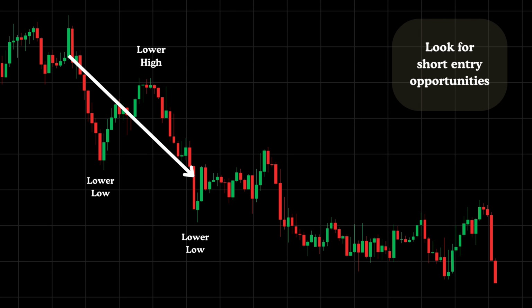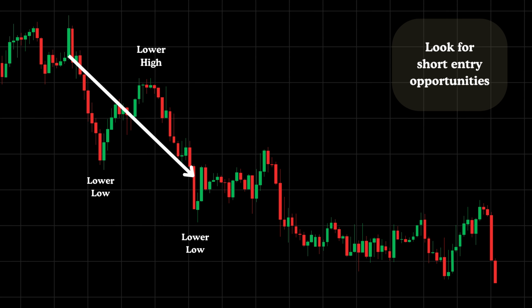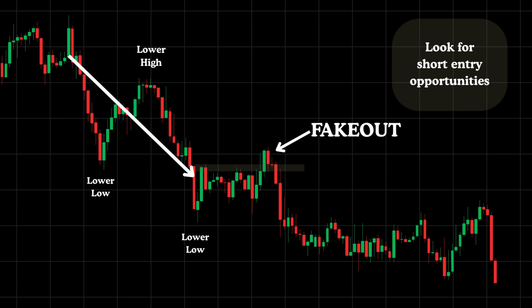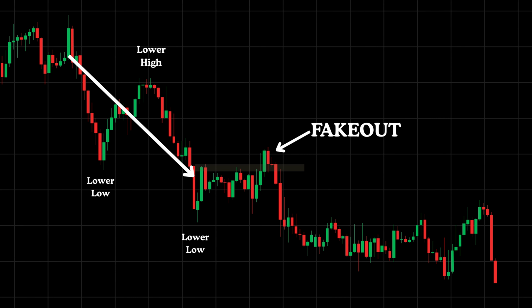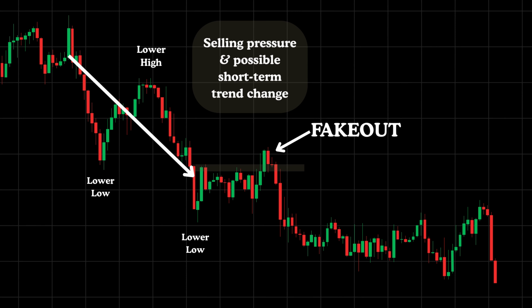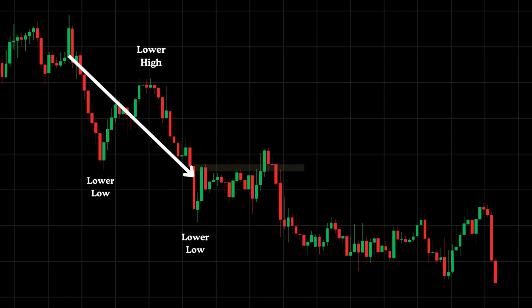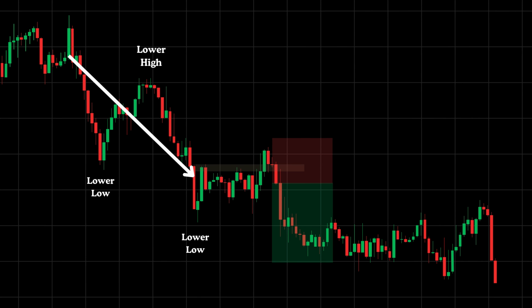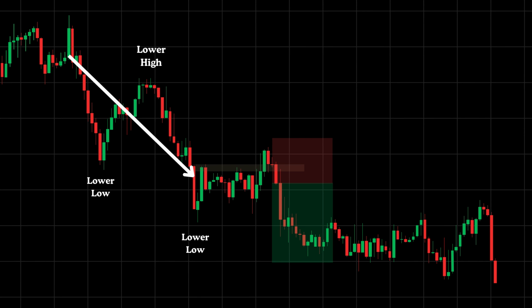As we continue observing, we can see that, once again, the market creates a fake out by breaking above the consolidation zone and then quickly dropping back into it. This behavior signals strong selling pressure and can indicate a possible end to the short-term uptrend. In this case, we'll place a short entry right after a candle closes back inside the range, with our stop loss just above the recent swing high.